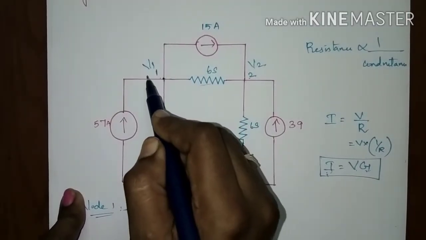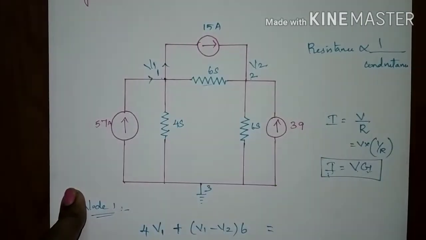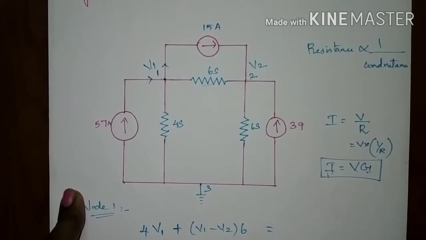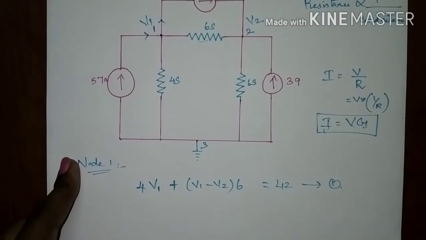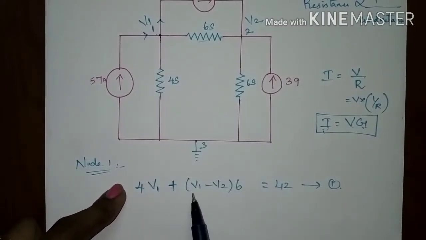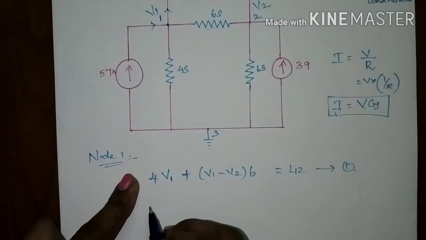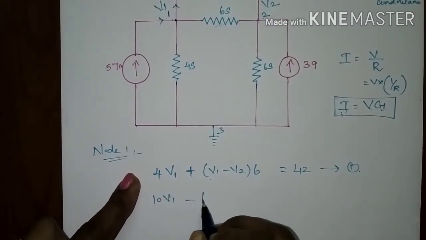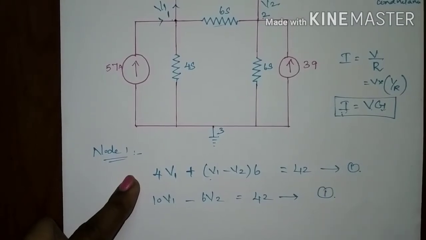The incoming current is 57 and the outgoing current is 15 here. So, 57 minus 15 is equal to 42. This is equation 1. Understood? This is the self conductance of the first node and this is the common branch conductance for the first node and the second node. After doing some mathematical calculation, you get 10 V1 minus 6 V2 is equal to 42. This is equation 1.